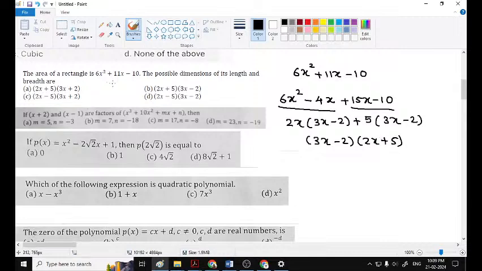If this is area of a rectangle, this can be considered as length and breadth. So these are called as dimensions of the rectangle, and the correct option is 2x plus 5 and 3x minus 2. Option B is correct.